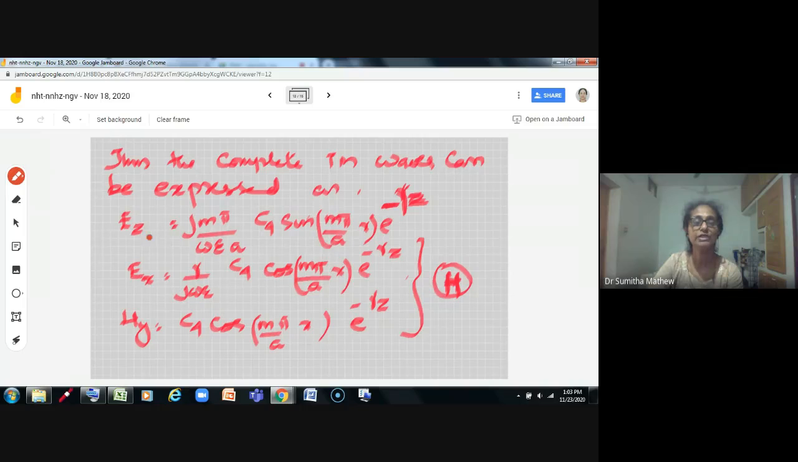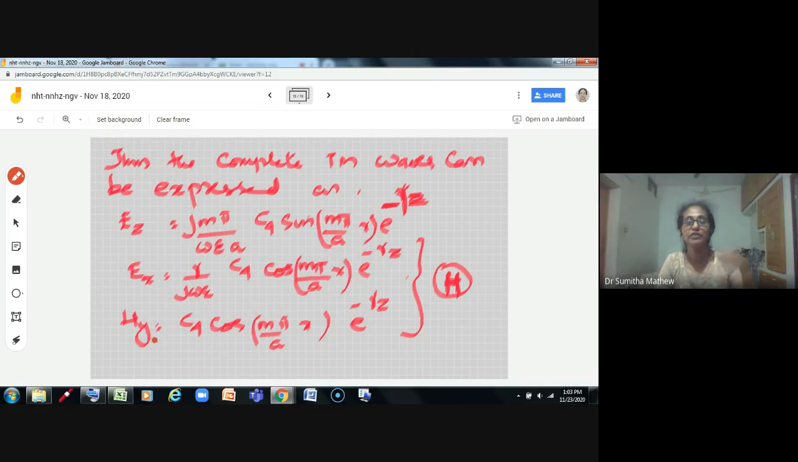For Ez, it becomes 0. Then what about Ex? If you give m equal to 0, does it become 0? No, because cos of 0 is 1. It doesn't become 0. Then Hy, there also cos of 0. It doesn't become 0. That means Ex and Hy will still be present even if m equal to 0.